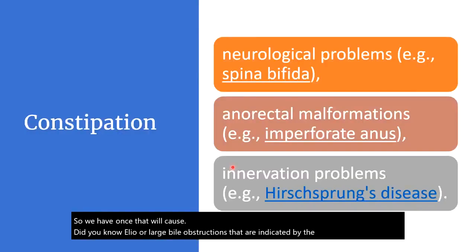Also, we talked about constipation due to spina bifida and also anorectal malformation, imperforate anus. We talked about the importance of evaluating newborns to see if they don't have esophageal atresia and if they have an anus. Okay, innervation problems, Hirschsprung disease, also one of the etiologies for constipation in newborns.